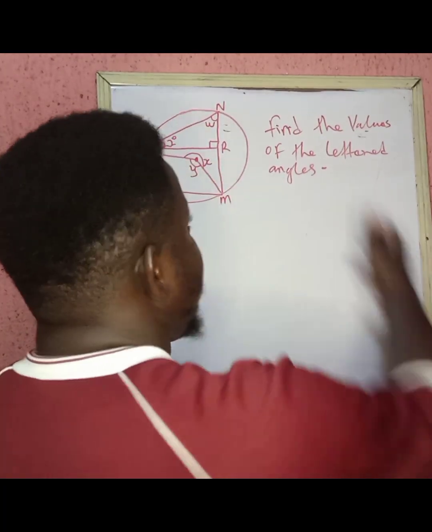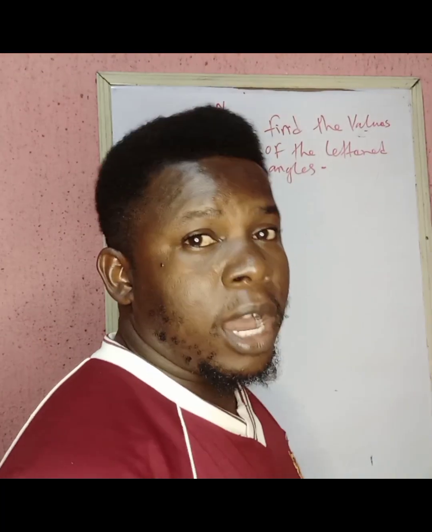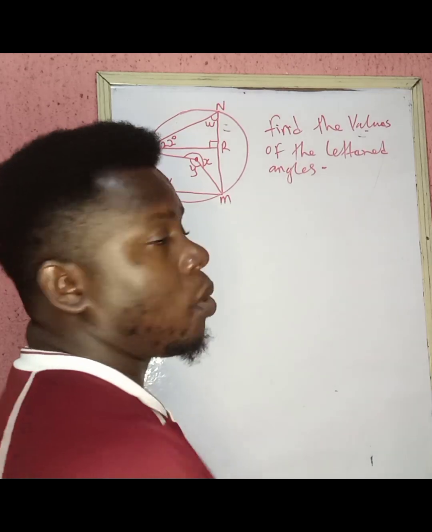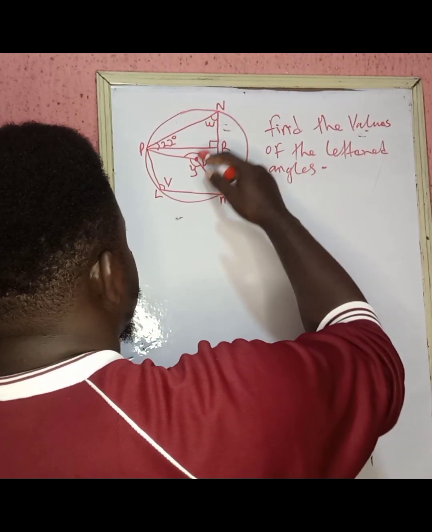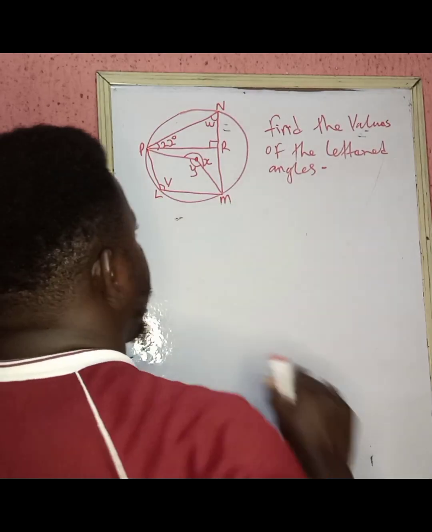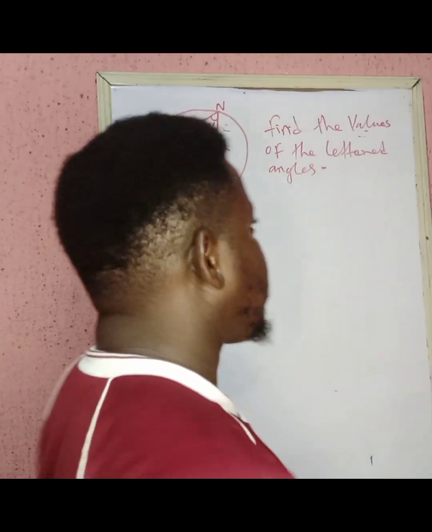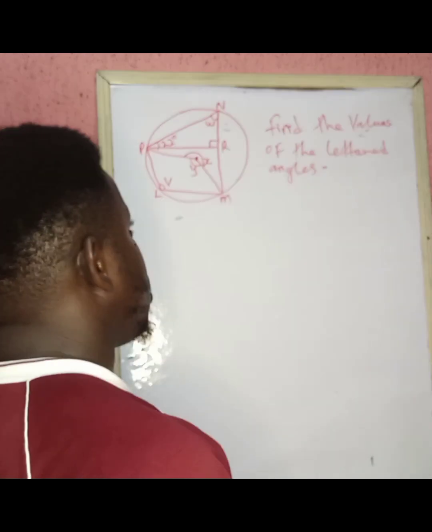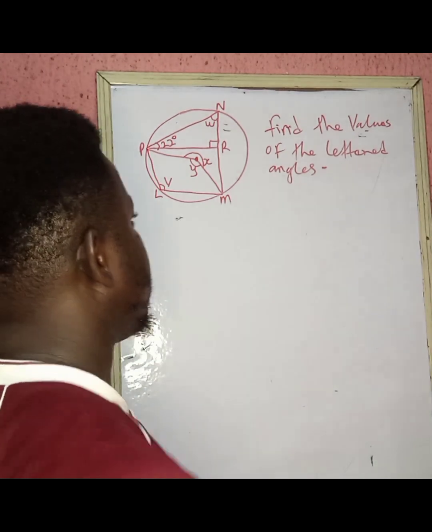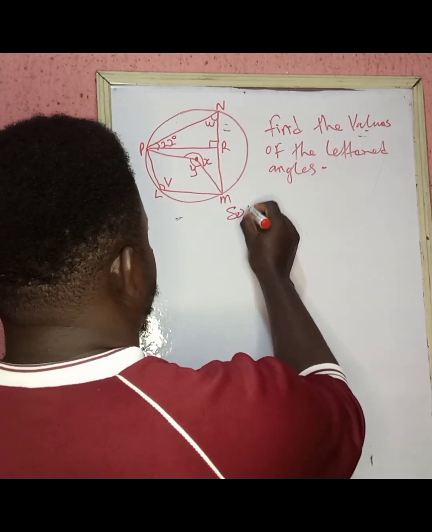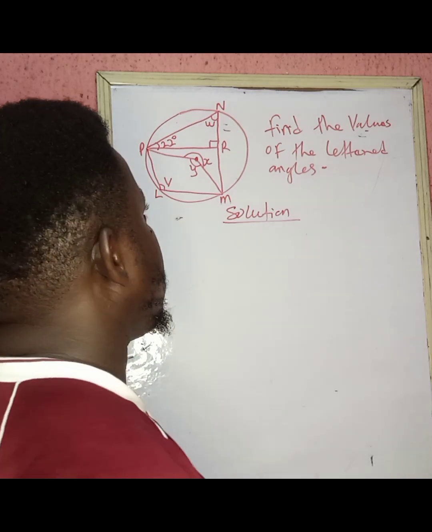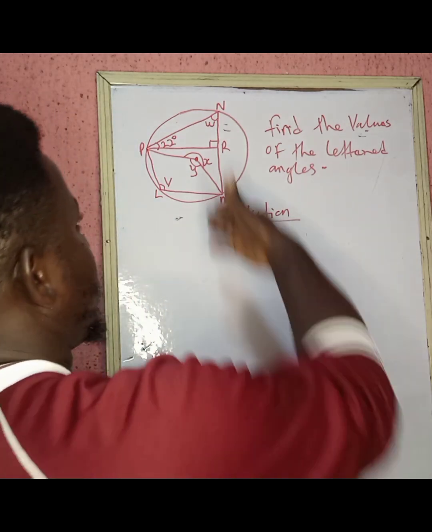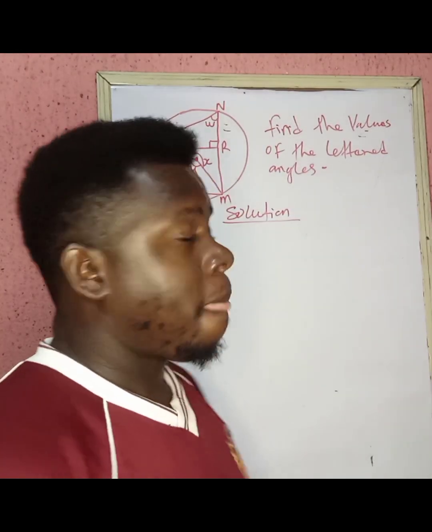And the question said, find the values of the lettered angles. What are the lettered angles? W, X, Y, and V. So if you watch closely, we have different angles here.